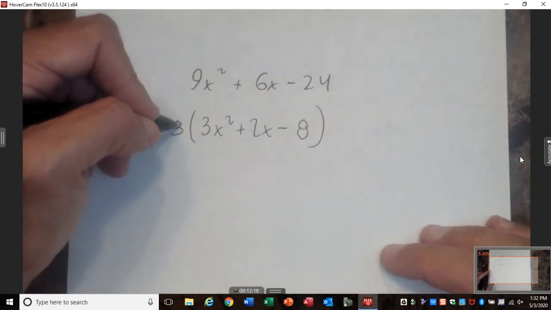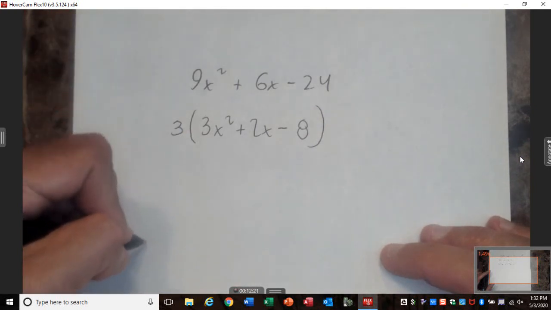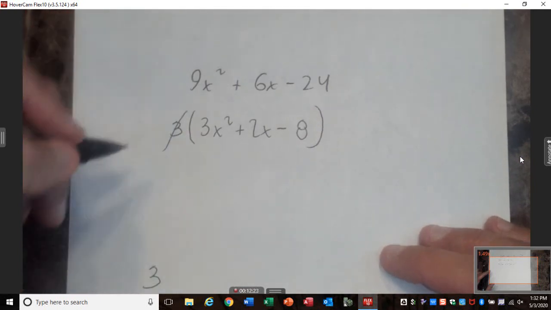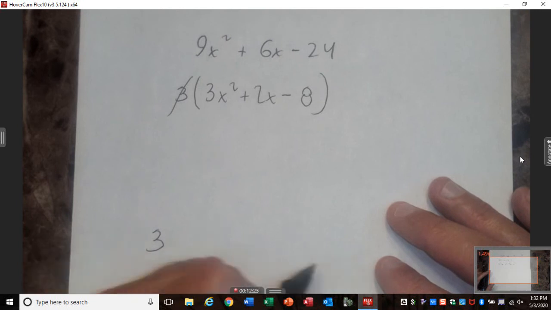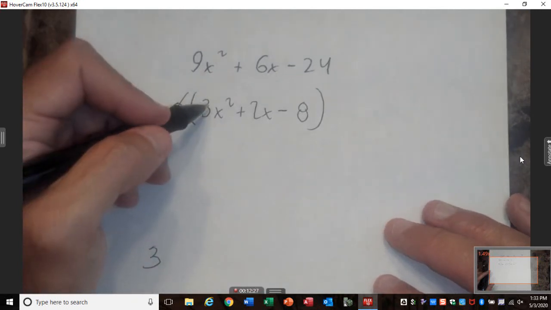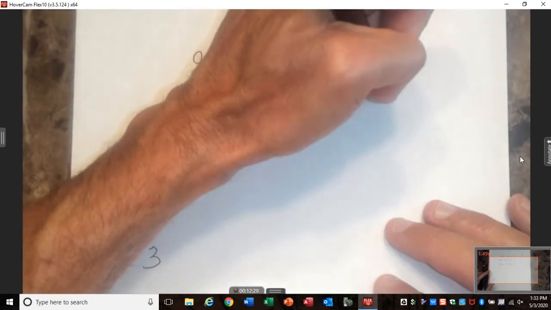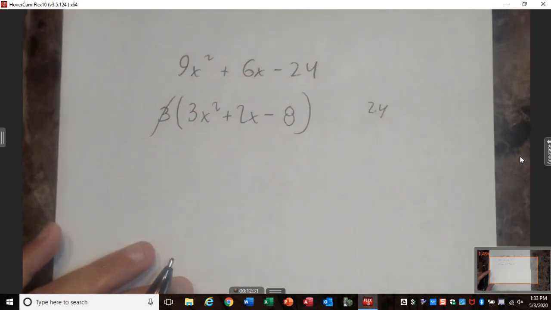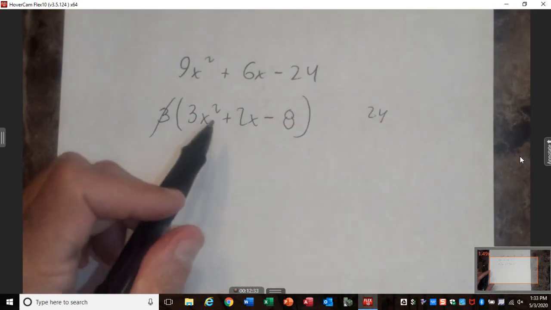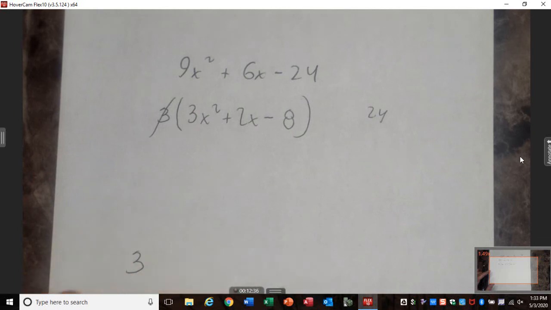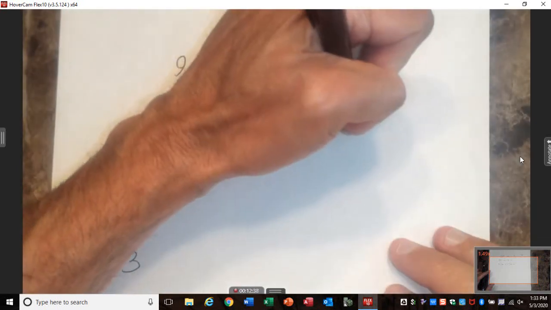So we're not going to worry about the 3. I'm going to just move that way down here. We don't need to worry about that at all right now. That's going to be part of our answer down below. Okay, 3 times negative 8, or 3 times 8 is 24. Now we want factors of 24 that when you subtract, we get 2. And that is going to be 6 and 4.